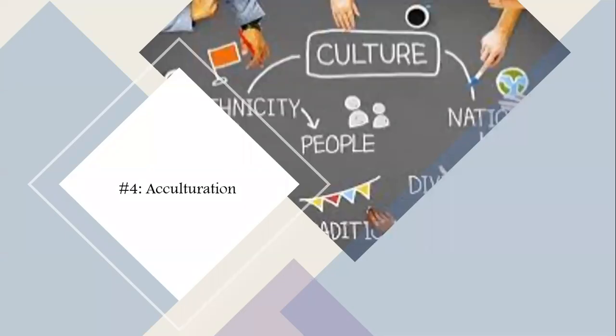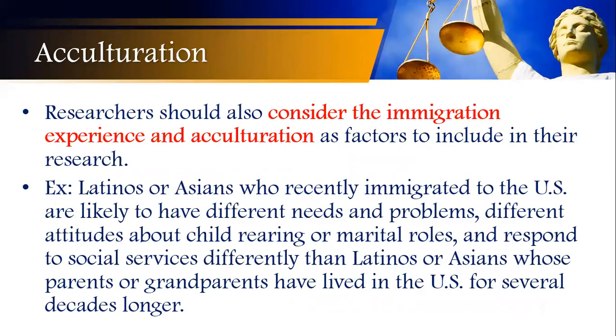Now let's discuss acculturation. Researchers should also consider the immigration experience and acculturation as factors to include in their research. So aside from structural factors that we should consider, we should also think about issues of acculturation. For example, Latinos or Asians who recently immigrated to the US are likely to have different needs and problems, different attitudes about child rearing or marital roles, and respond to social services differently than Latinos or Asians whose parents or grandparents have lived in the US for several decades longer.